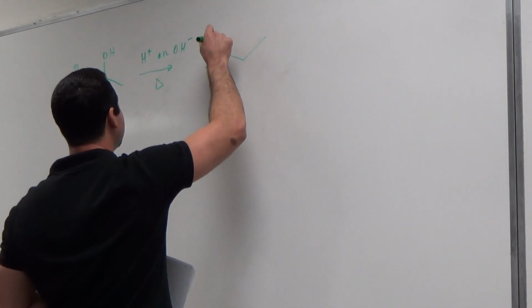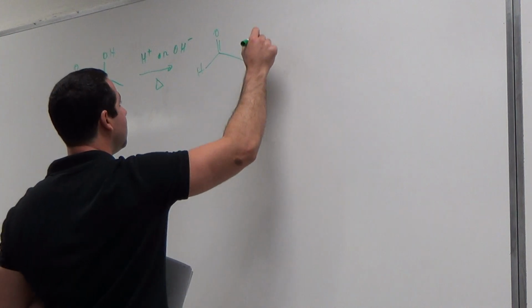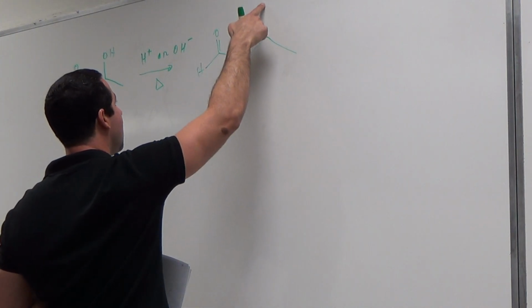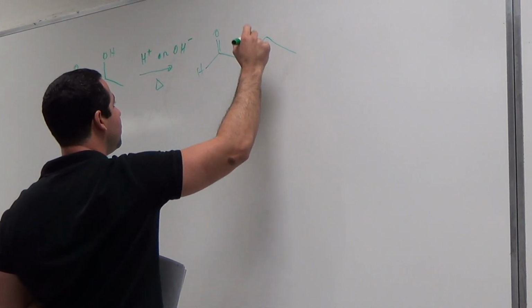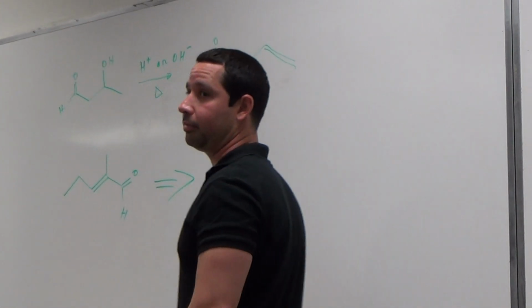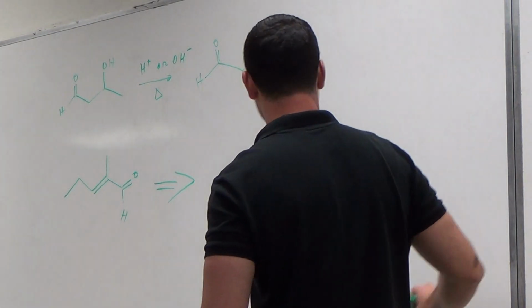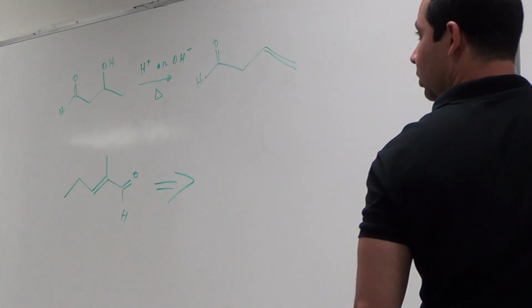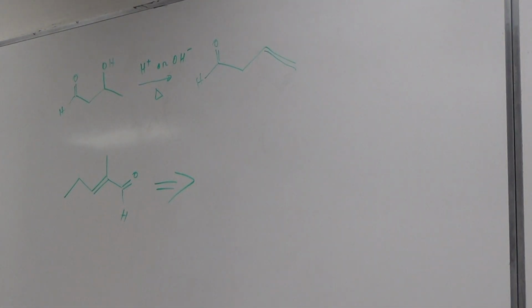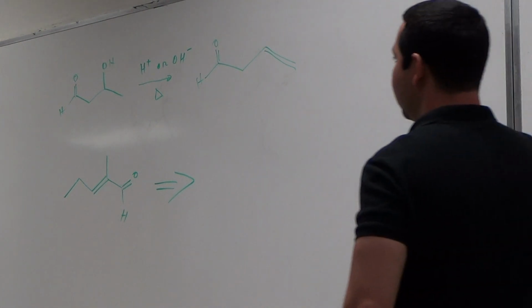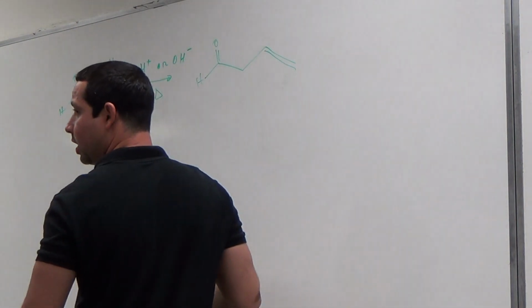So what is this going to give us? Redraw the same thing, yes? There you go. This is where the OH used to be. I am going to draw the double bond here, right? No? Where's the conjugation? Not conjugated. It has to be alpha, beta unsaturated, yes?